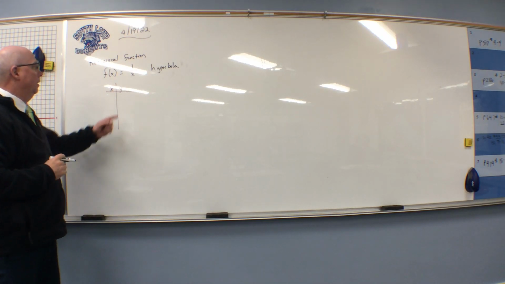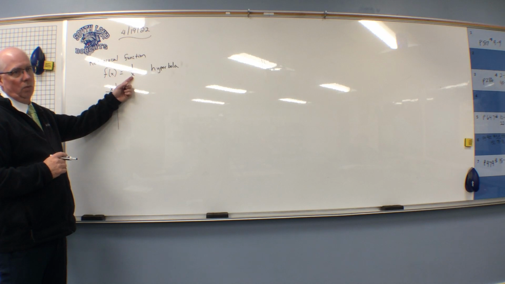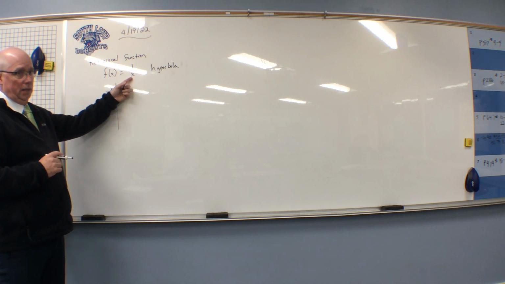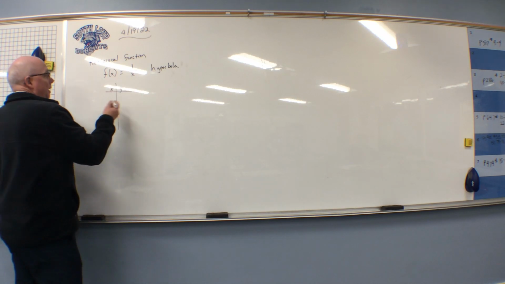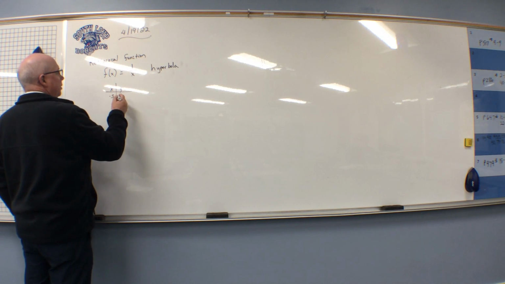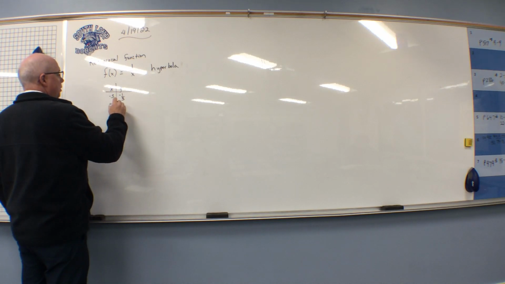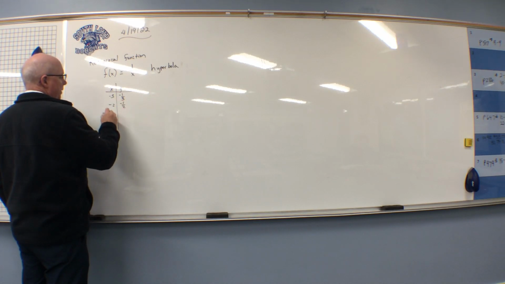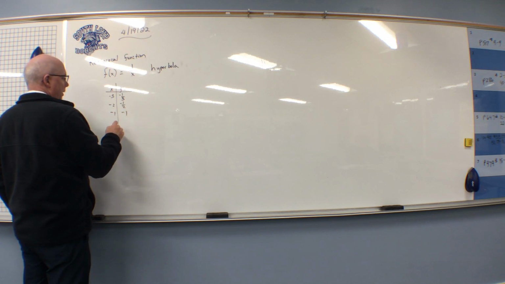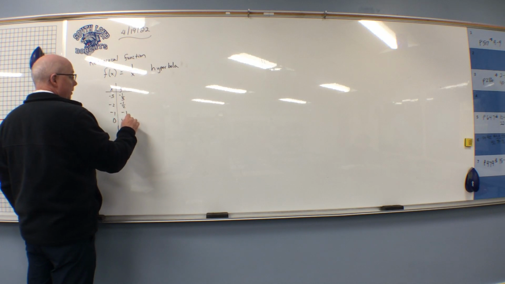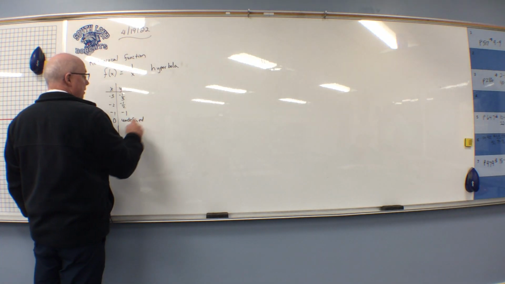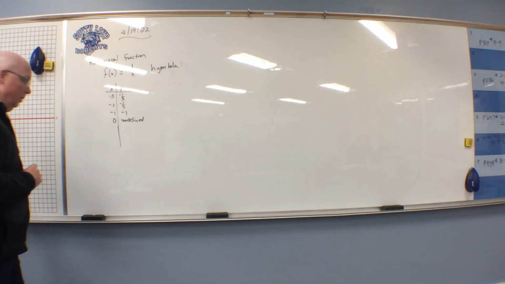You'll notice that I cannot use 0 because it's in the denominator. So let's just start with -3. If I have a -3, I have a -1/3 as y. If I have a -2, I have a -1/2 as y. If I have a -1, I have a -1. And 0 I cannot use, it's undefined, because it makes the function undefined.